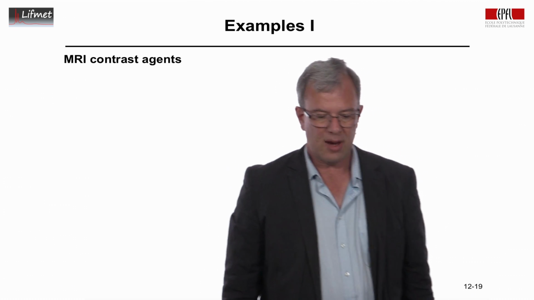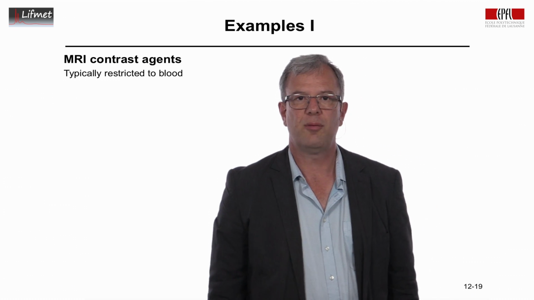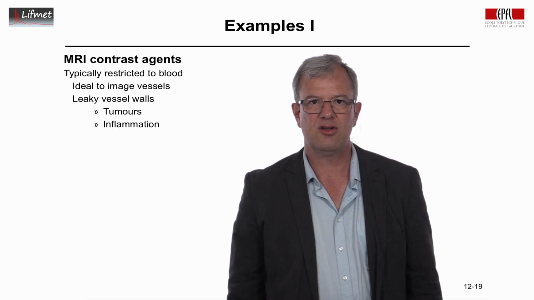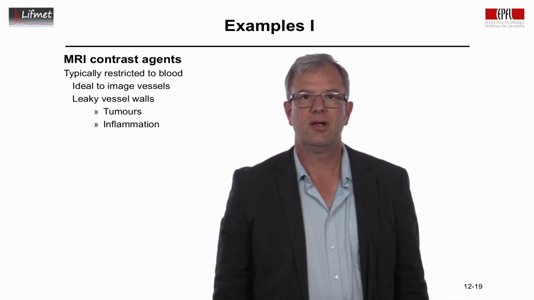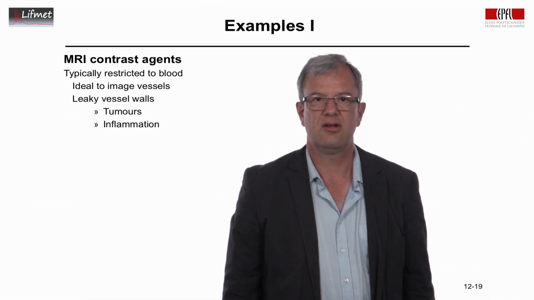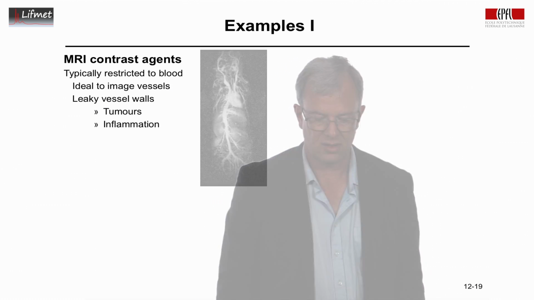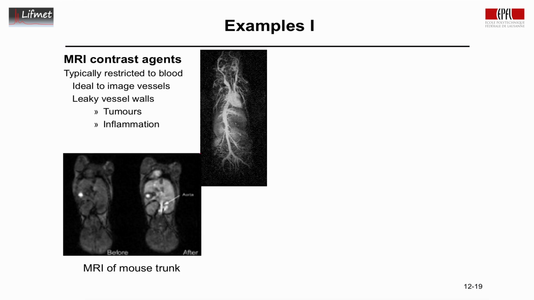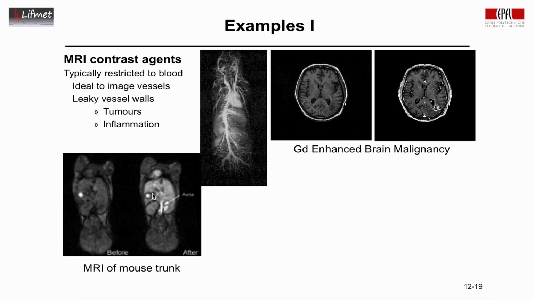So let's look at some examples of contrast agents. First, some properties. They are typically restricted to blood. They are ideal to image vessels, or leaky vessel walls, such as what we see in tumors and inflammation. So here we have an example of the mouse vasculature. We have an MRI of the mouse trunk, so this is before contrast agent application, and this is after. We can see a change here clearly in the trunk where the contrast agent has gone.